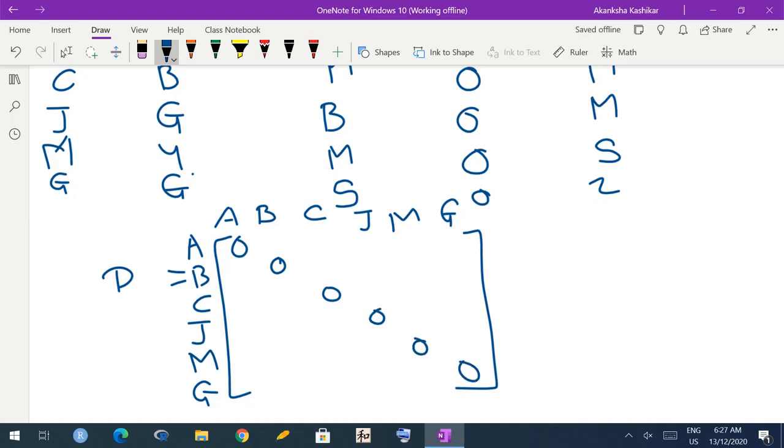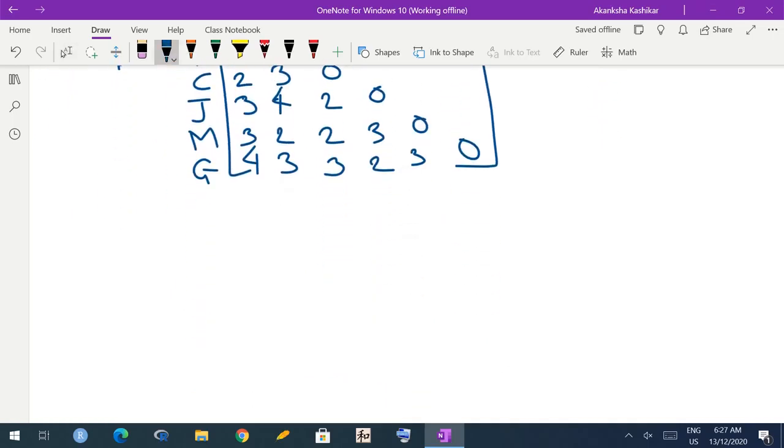Distance between apple and banana, if we compute this way, it turns out to be 3. This turns out to be 2, 3, 3, 4. I've already done the calculations. You can verify. If there is any mistake, you can let me know. 3, 4, 2, 3. Then 2, 2, 3, 3, 2, and 3. Okay, these are the values.